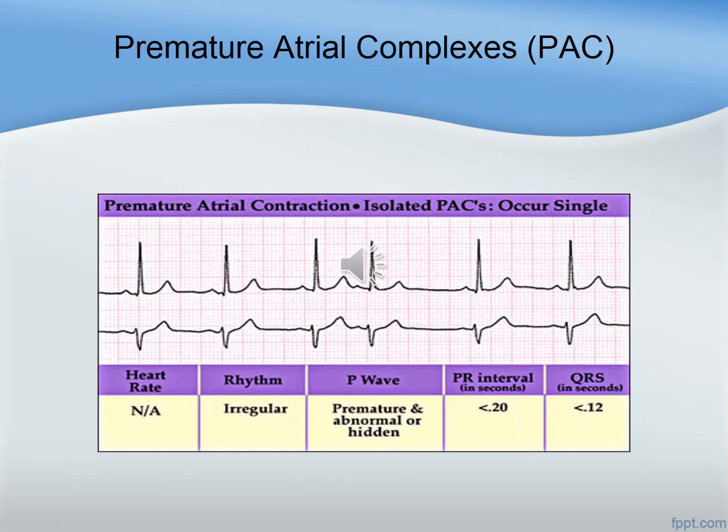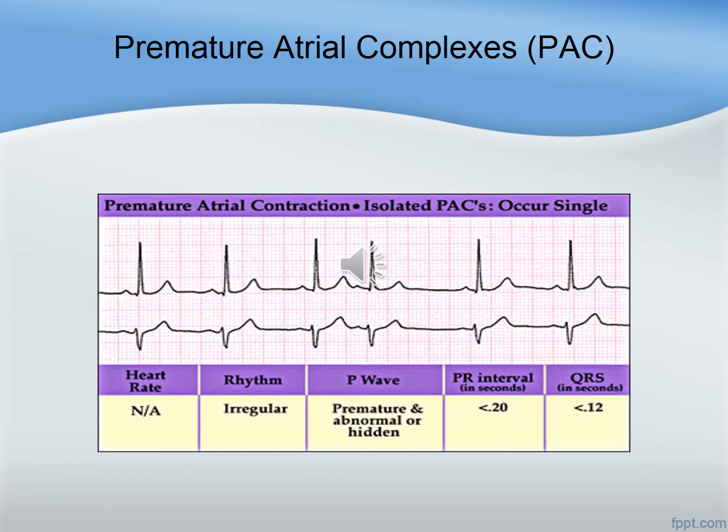The heart rate depends on the underlying rhythm. The rhythm is irregular because it is firing prematurely. The P wave is abnormal or hidden because remember, the P wave is represented by the signal originating from the SA node. In a PAC, it does not originate from the SA node. It can originate from anywhere within the atrium. So the size and shape of the P wave is different than if it had come from the SA node. The PR interval is greater than 0.12 seconds, but shorter than the sinus generated PR interval. The QRS duration is normal, however.